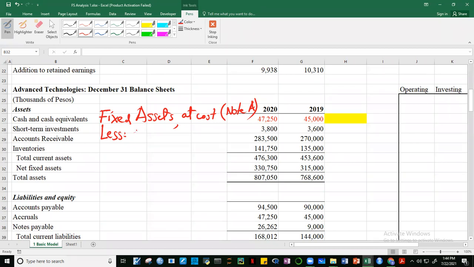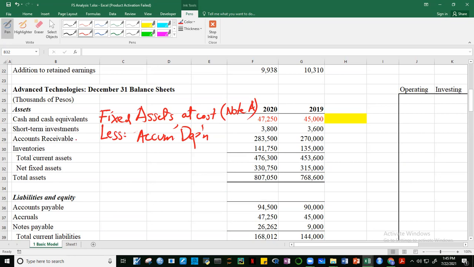Less the, okay. Thank you, Venice. So that's correct, no? Accumulated depreciation. That's correct. Thank you, Marian. Depreciation is an expense account, no? So it's not the depreciation, but rather the accumulated depreciation. Remember, we're in the balance sheet, so we won't see depreciation here.